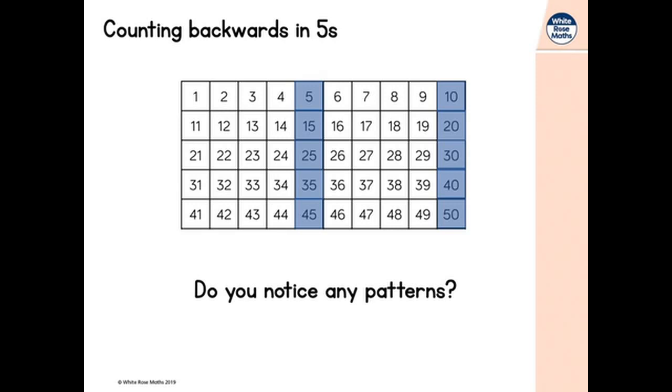Do you notice any patterns? I think you can clearly see that there are 2 columns and only 2 columns in our number chart. And did you also notice that one of the columns, all of the numbers, end in 5? And in the other column, the 10, 20, 30, 40, 50, they all end in zeros. Interesting, isn't it?